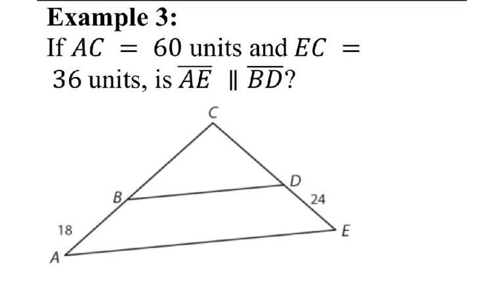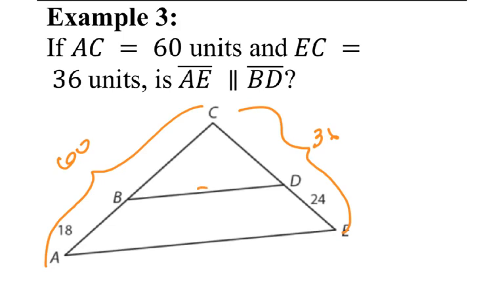The third example, before we prove the theorem: if AC is equal to 60, so this whole thing is equal to 60, and EC is equal to 36, the question is, are those two lines parallel? We're trying to see if everything's proportional, because if it is, then the lines are parallel. So let's set up a proportion. We can say 18 to 60 equals 24 to 36. If that's true, then the lines are parallel. If it's not true, then the lines are not parallel. So you can check your cross products and decide if they're parallel or not.